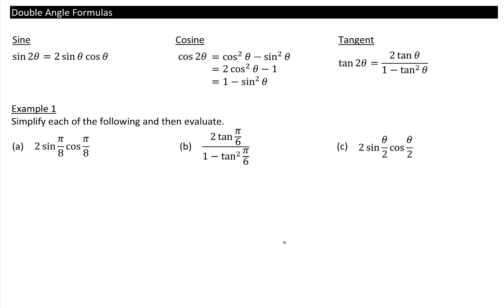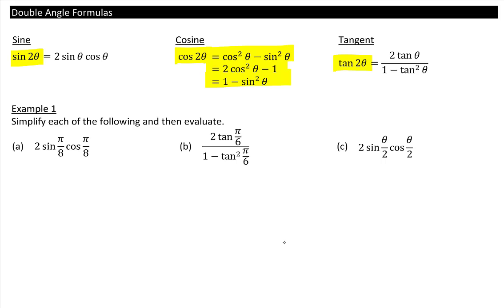Welcome now to double angle formulas. In this lesson, we're going to look at working with our double angle formulas: sine 2 theta, cos 2 theta, and tan 2 theta. Notice for cosine 2 theta, it has three different identities.